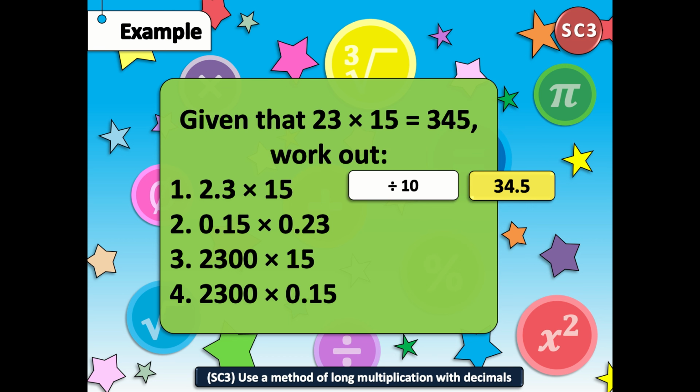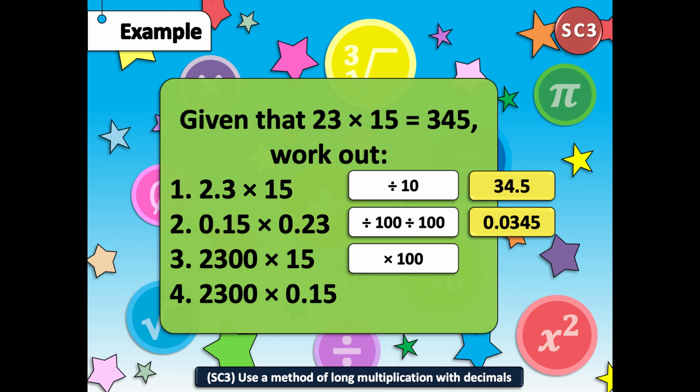In the second question, we've divided 15 by 100 and divided 23 by 100 as well. So we need to do the same thing to our answer. We need to divide it by 100 and then divide it by 100 again, which is 0.0345. In the third question, we've times 23 by 100, so we need to do the same thing to our answer. We times 345 by 100, which is 34,500.